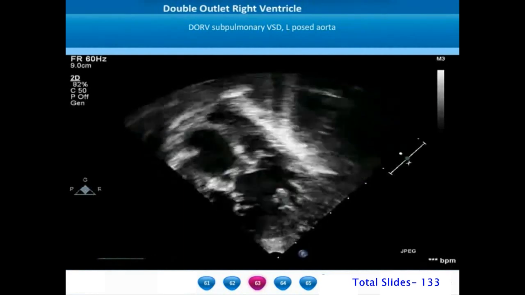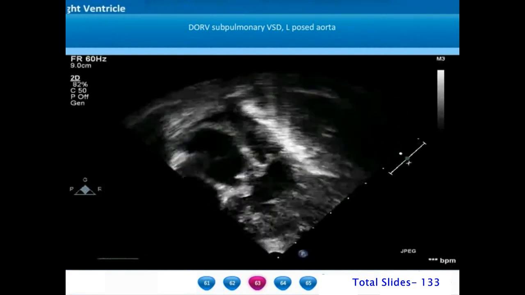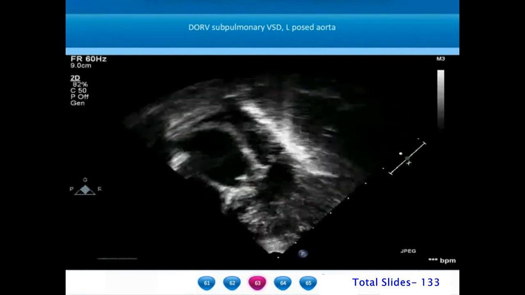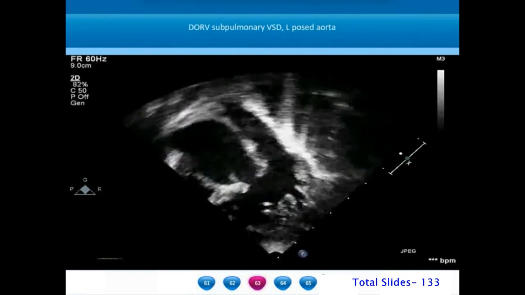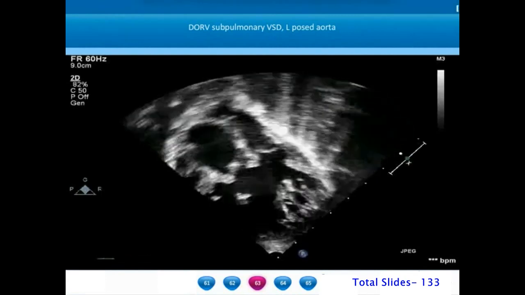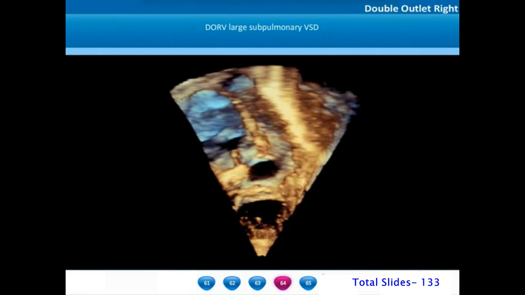On a subxiphoid coronal sweep, we can appreciate the left and anterior aorta, right and posterior pulmonary artery. The pulmonary artery is markedly dilated. On a 3D en-face view of the right ventricular septal surface, we can appreciate the large subpulmonary VSD located immediately below the pulmonic valve. The aorta is left and anterior.